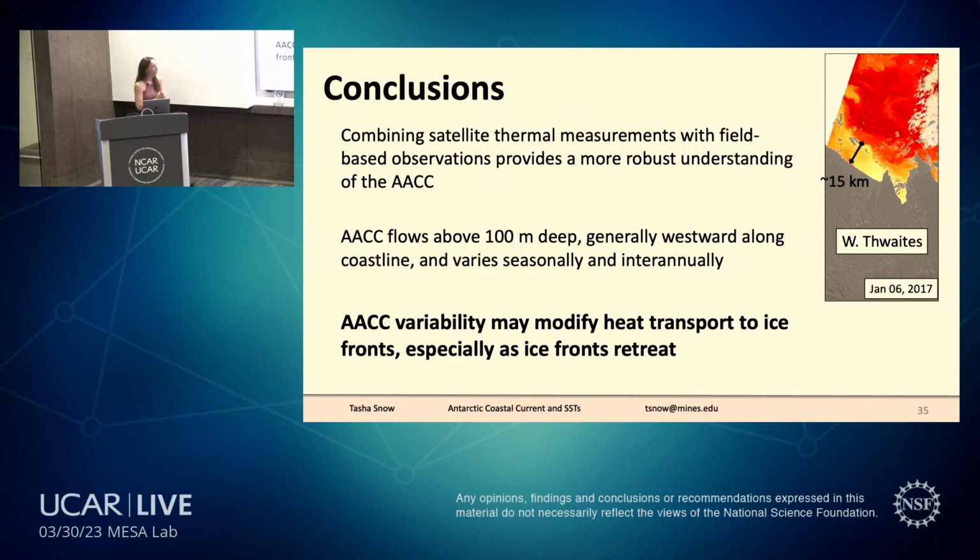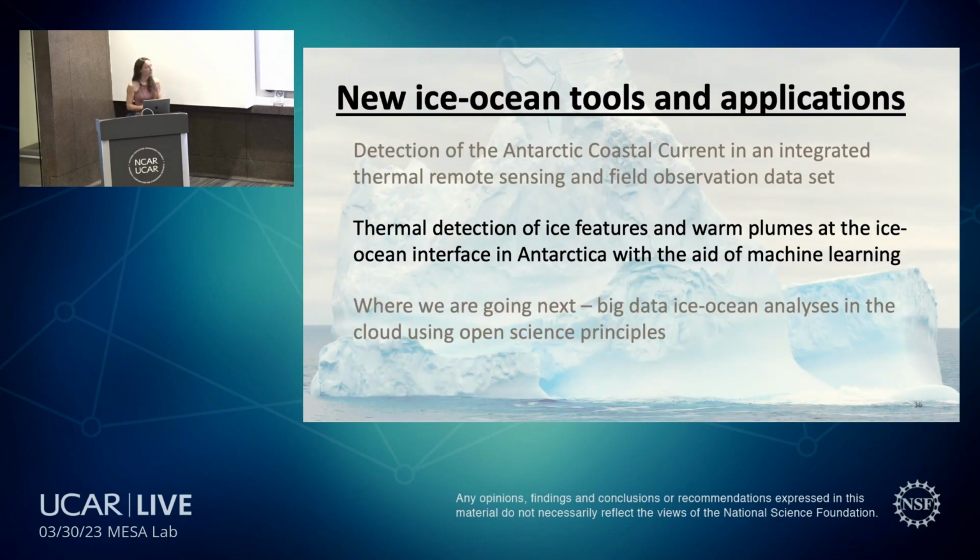We really don't know the current variability around Antarctica. And that variability, as I mentioned before, can impact the heat transport towards the glaciers, so we're really working to figure out how that interaction might impact some of these glaciers that are retreating rapidly in that area.